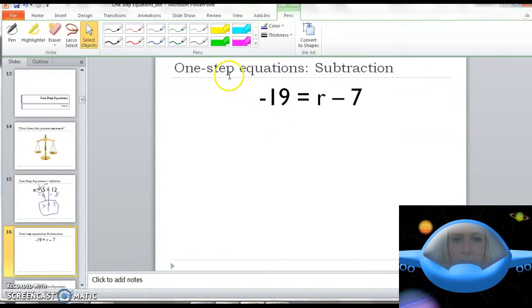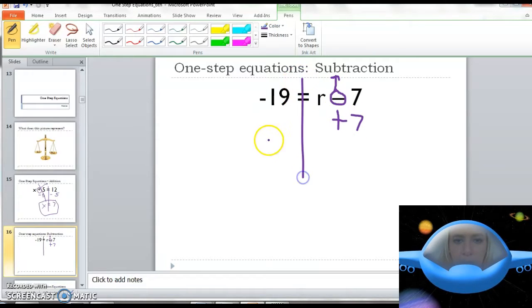In our next problem here, this is a subtraction equation. But if you notice, the variable is on the other side of the equal sign. We can still solve using the same process. So this is a subtraction equation because I'm taking the variable and subtracting a number from it. The opposite of subtraction is addition. So I'm going to add 7 to both sides of my equation.